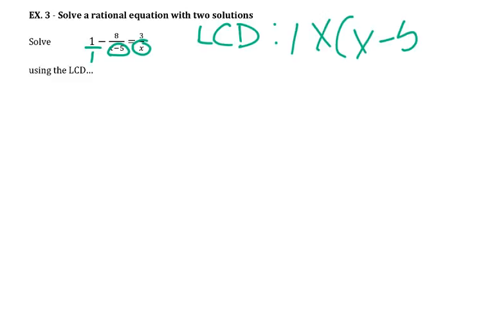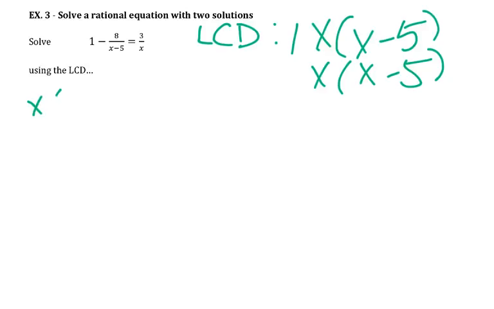So in this problem, we have 1, which is equivalent to 1 over 1. And we have 8 over 5 minus x, and we have an x. So our LCD is 1x times x minus 5. You'd also just write it as x times x minus 5. So we are going to multiply that to both sides of the equation.